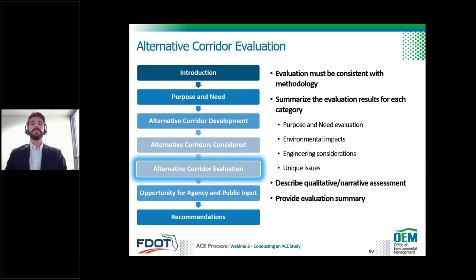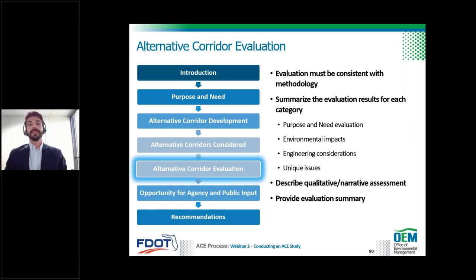Okay, so now it's time for documenting the evaluation. This section of the ACER should be the largest section. I know we sound like a broken record, but it's important to point out that the evaluation must be consistent with the approach detailed in the methodology memorandum.